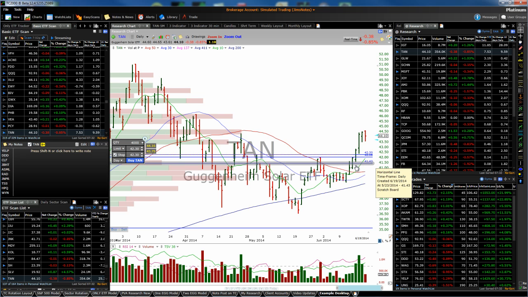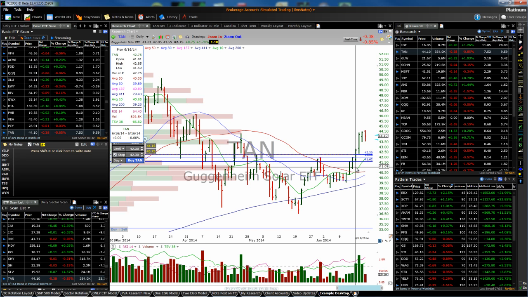And then as soon as we get confirmation the first day that it goes up, I'm going to raise my stop the very first day to the close of the bar right there. So that's when we bought it, which was on 6/16, because it extended itself and it actually closed at the end of the day at 42.76.